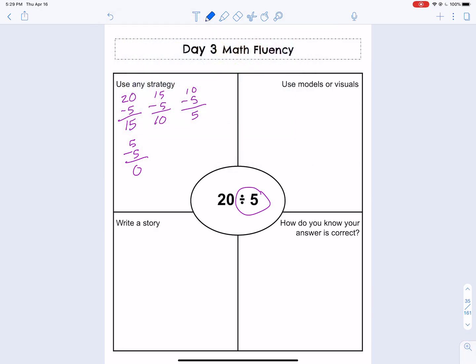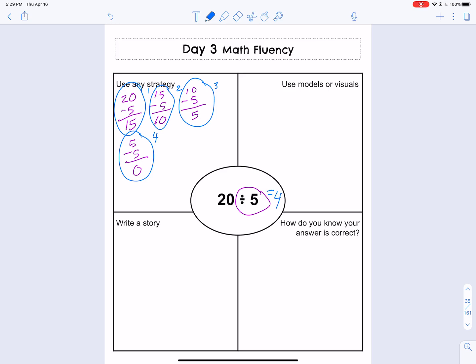So now I've got to count and see how many times I subtracted 5, and that will give me my answer. 1, 2, 3, 4. Therefore, I know that 20 divided by 5 equals 4.